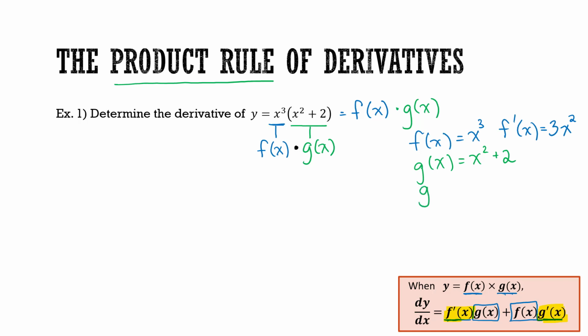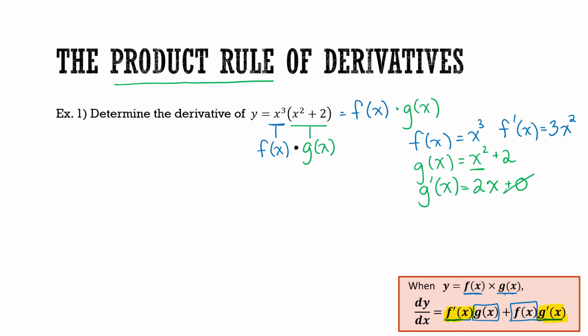For the derivative of g of x, g prime of x, what I'm going to do is take the derivative of x squared first. So I take the exponent 2 times x to the power of 2 minus 1. That leaves me with just 1x, plus the derivative of 2, that's 0. So we can just ignore this last term.